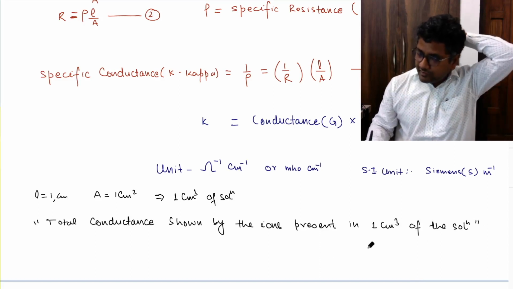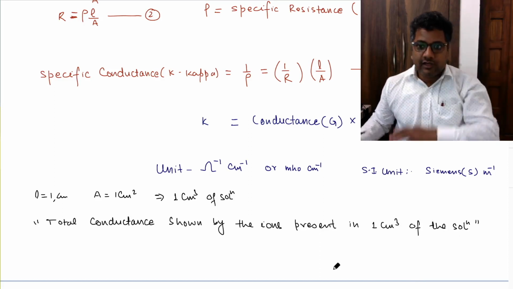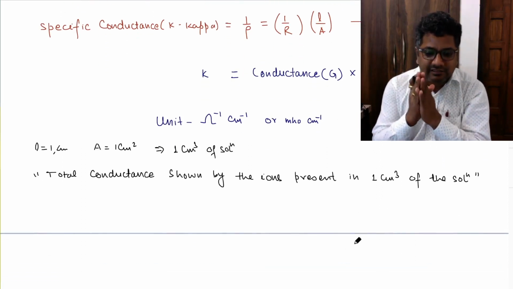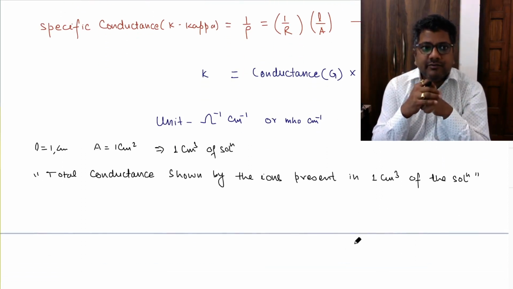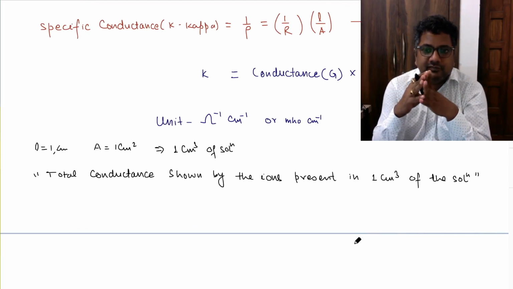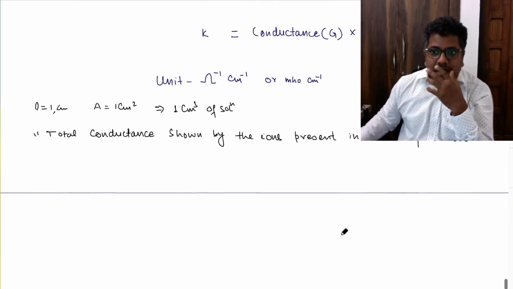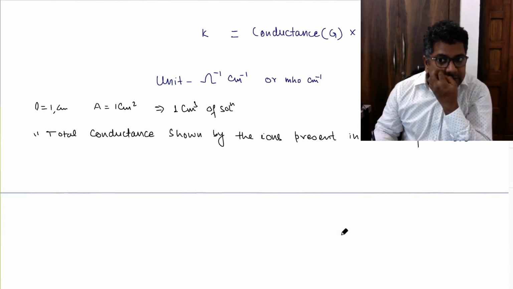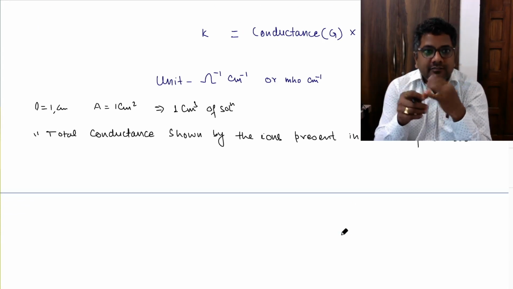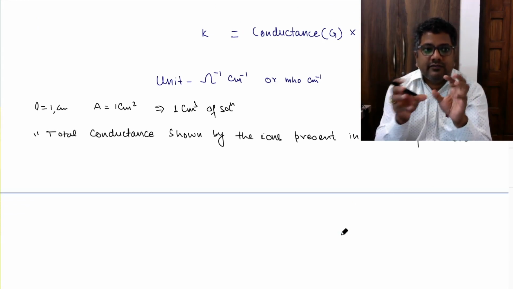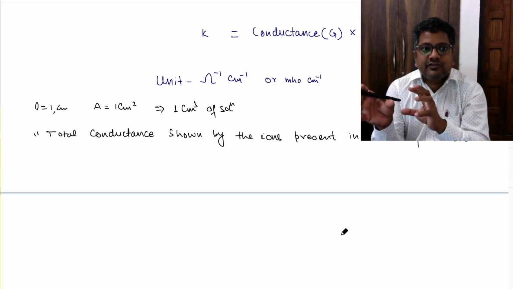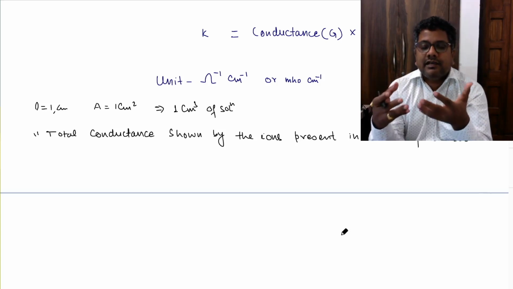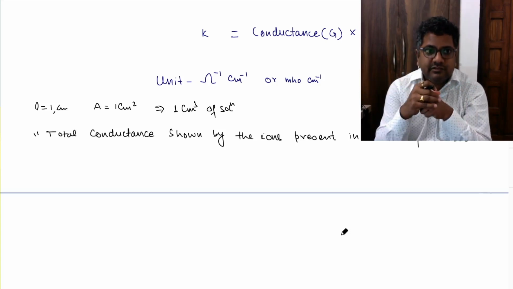Right? 1 centimeter cube of the solution, if other things are constant. So the magnitude of this conductance depends on various factors, mainly three factors. On what factor? Number of ions. Suppose you have two different electrolytes, one producing fewer ions, the other producing more ions. Obviously, the electrolyte producing more ions has more conductance, right?